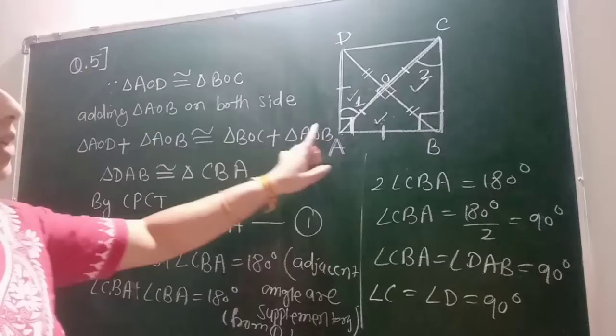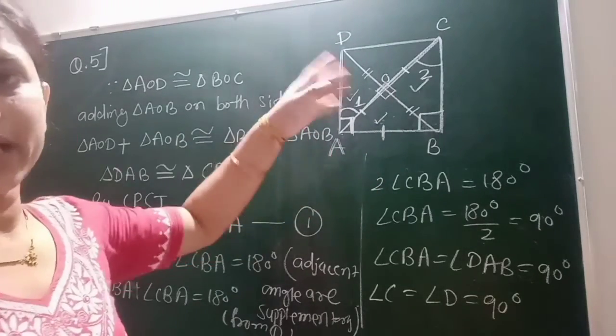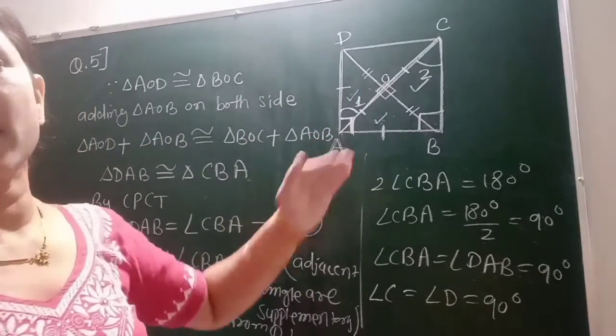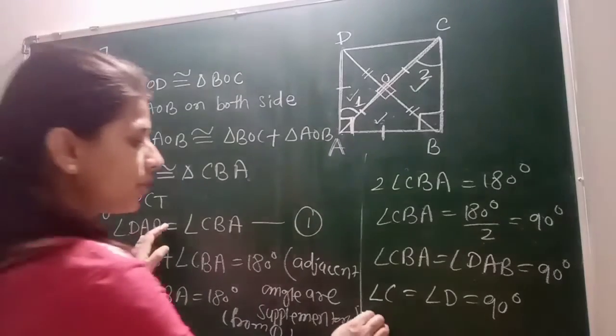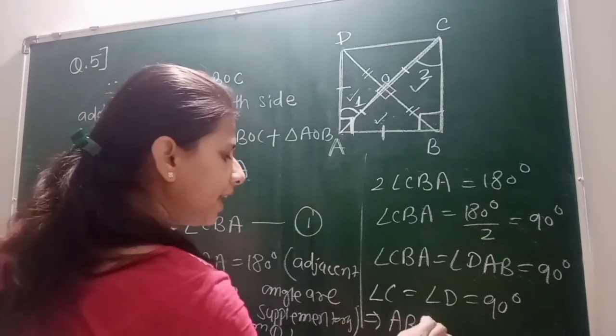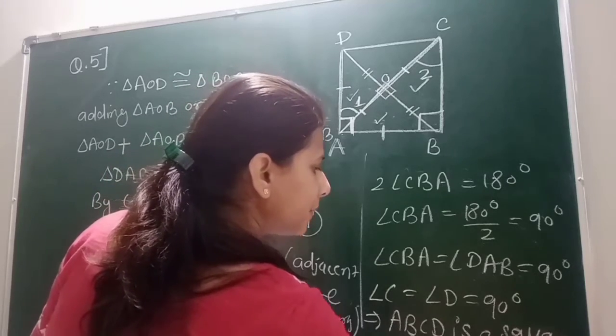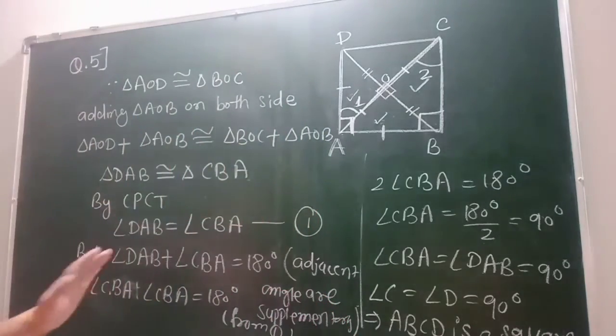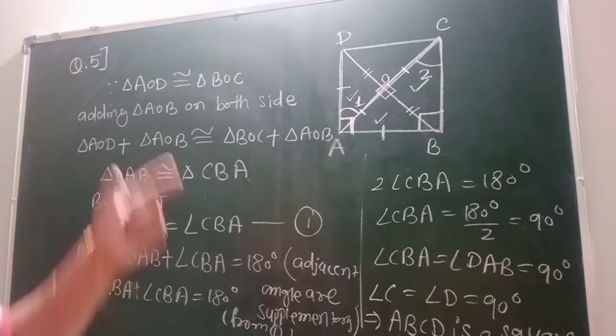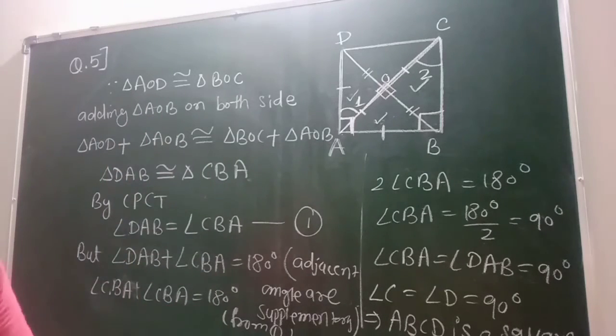So in this particular quadrilateral ABCD, all sides are equal and all angles are equal to 90 degrees. This shows that what? ABCD is a square. Okay, this we had to prove. Student, a little bit difficult question, but one by one you have to prove each and every part.